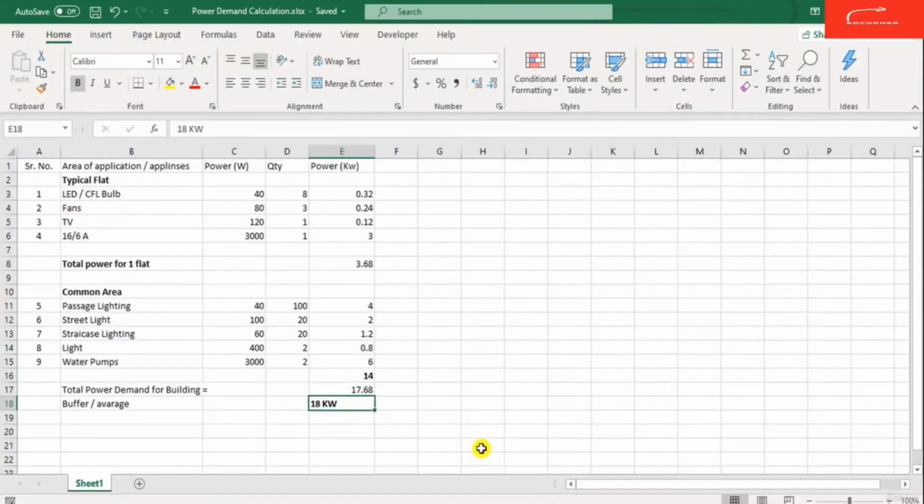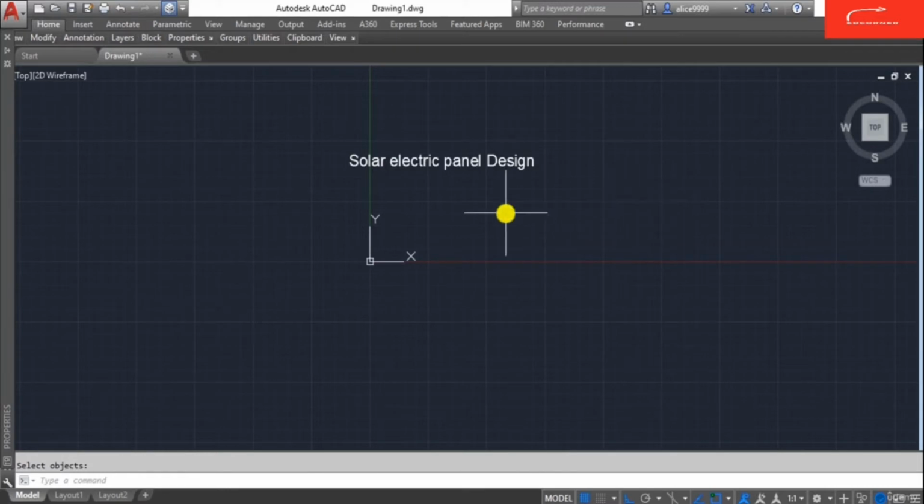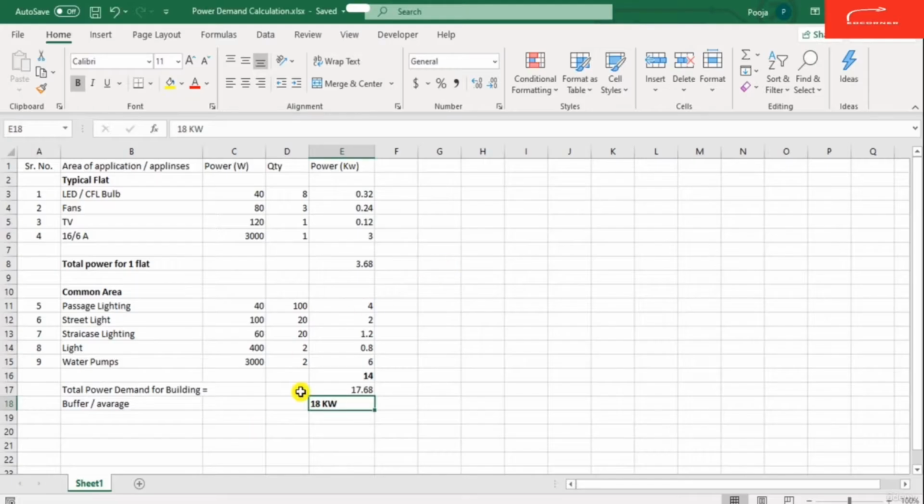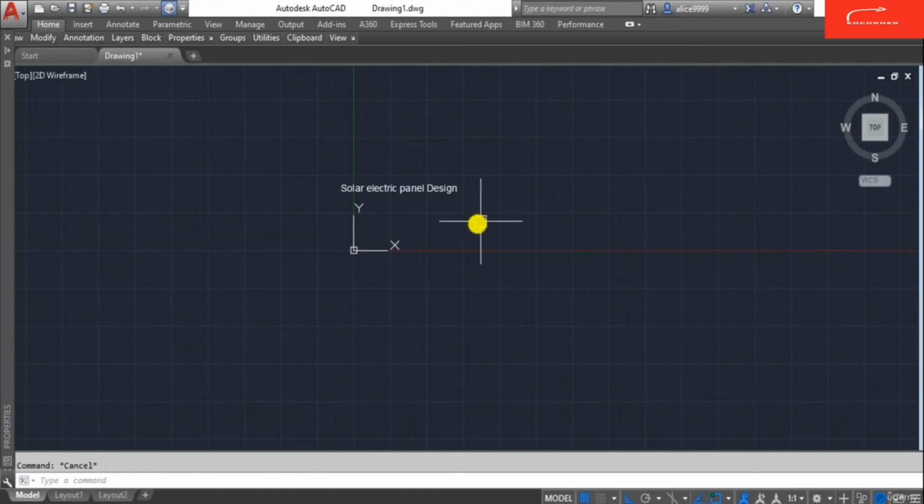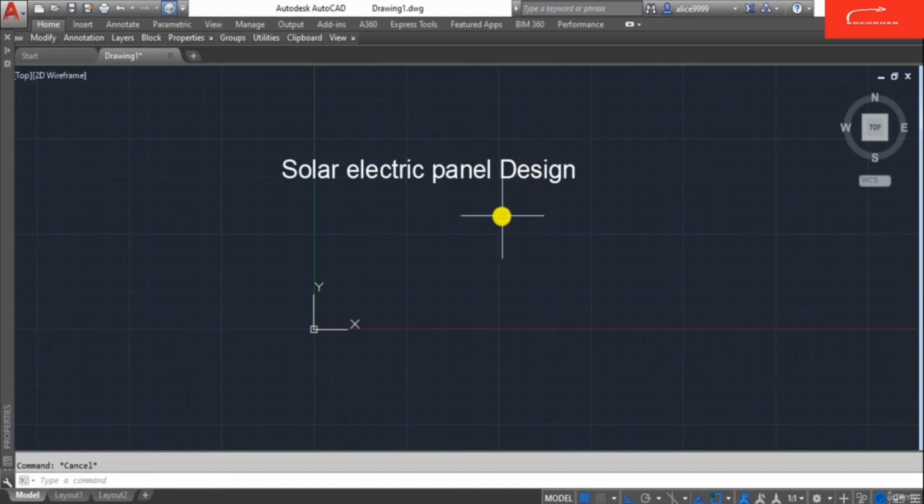By calculating this 18 kilowatt, I'll design the solar electric panel into the AutoCAD drawing accordingly. So for 18 kilowatt, I will design the solar electric panel. To design the solar electric panel, we require multiple components. A solar PV system includes different components that should be selected according to your system type, site location and application. The major components for the solar PV system, or the solar electric panel, are the below.